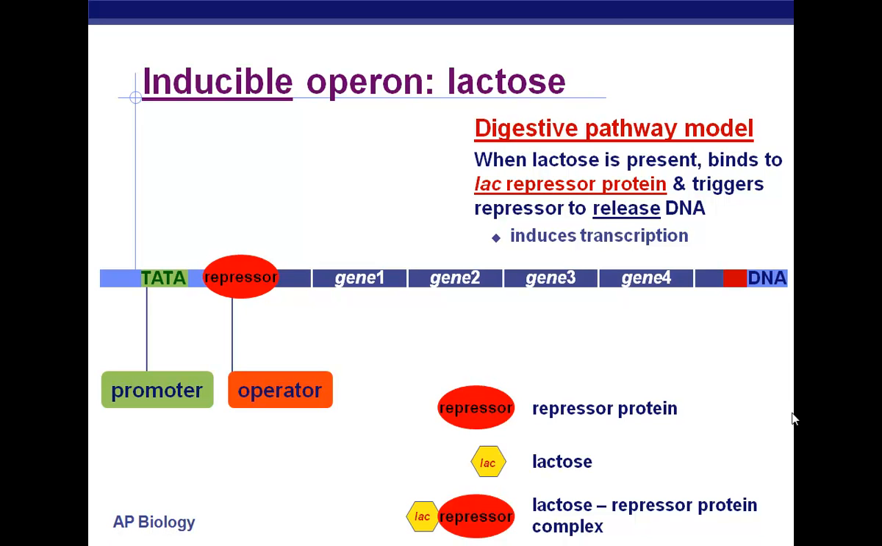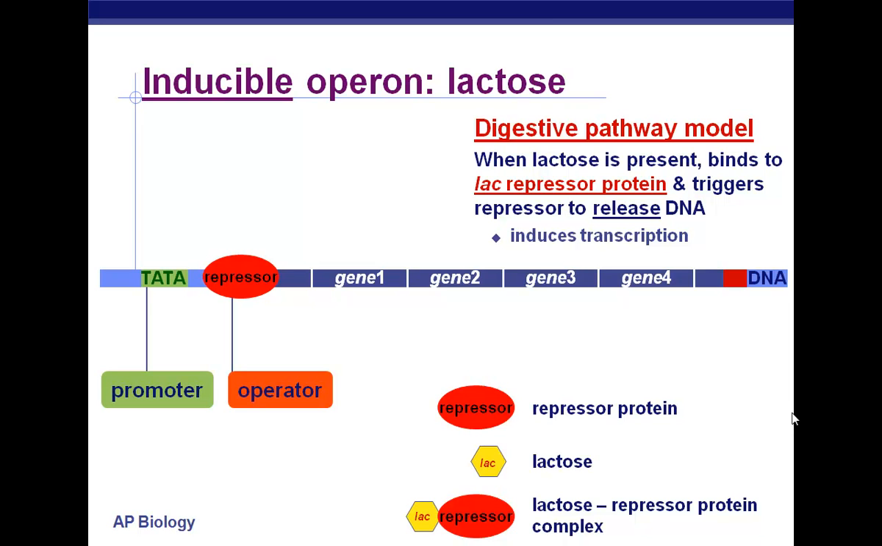An inducible operon is when the substrate, in this case lactose, binds to the repressor protein, and that causes the repressor to leave the DNA, allowing the DNA genes to actually be transcribed and translated. So an inducible operon is essentially turning the gene expression on.